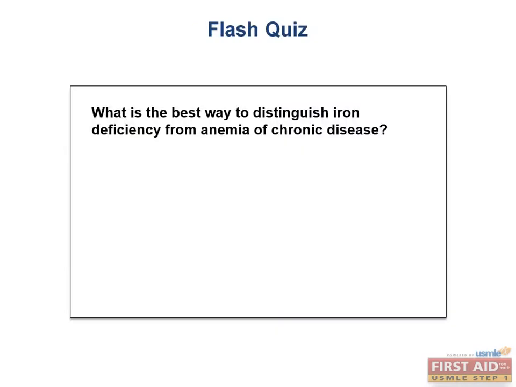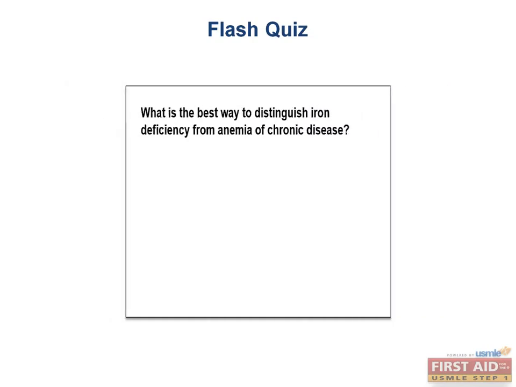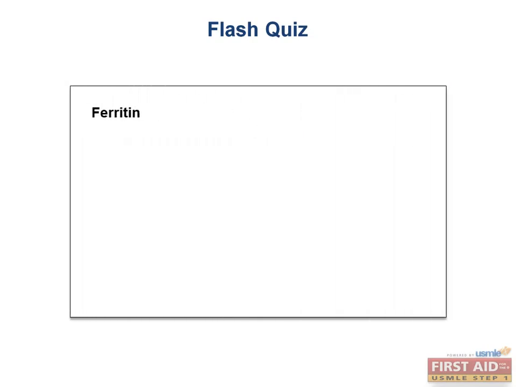What is the best way to distinguish iron deficiency from anemia of chronic disease? The answer would be ferritin, or stored iron, and this is because it is the measure of the fundamental difference in these two disease states. I ask this question because it is extremely commonly tested. In iron deficiency, ferritin or stored iron is going to be low, and in anemia of chronic disease, ferritin or stored iron is going to be high.